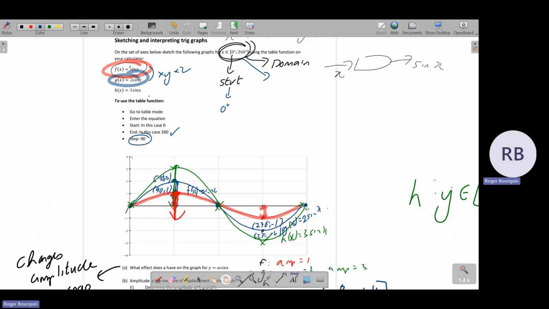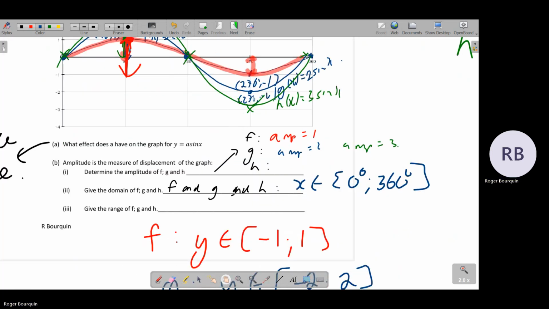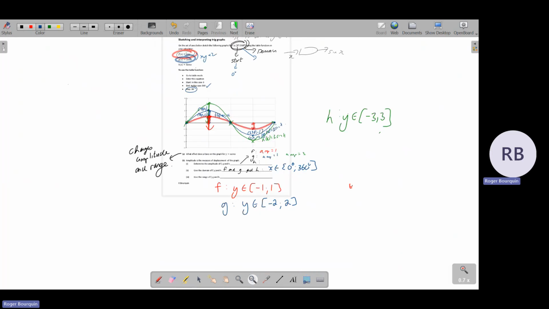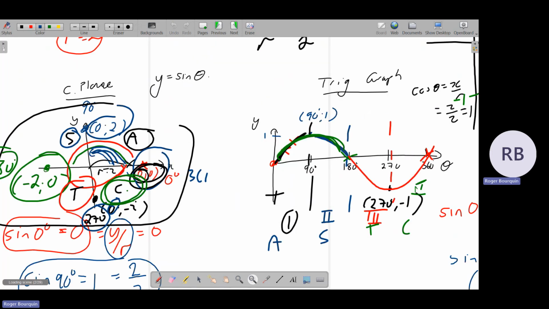Remember that? The numbers in front affect the amplitude of the graph. So this was sine x, that was 2 sine x, that was 3 sine x. So the amplitude has changed. The amplitude is always a positive value, the absolute value of the coefficient of the sine graph. I don't want to get too bogged down. We'll revise it when we do the other types of graphs. So this was sine x, 2 sine x, etc.